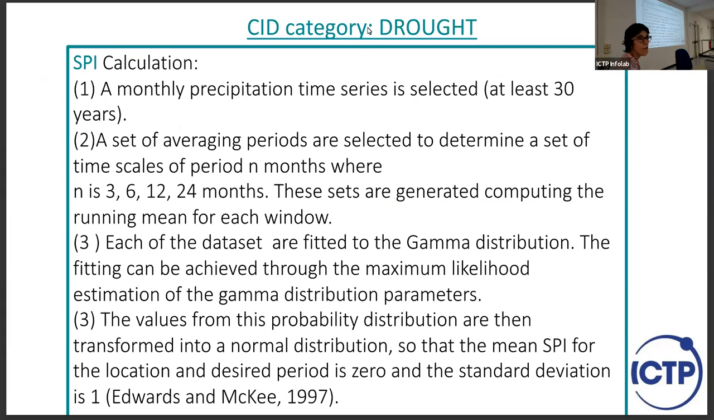Then we have to define a time window, which will be our time scale, typically from 3 months to 24 months. And then for each time scale that we defined, we have to compute a running mean. Once we computed this running mean for each data set, it is fitted to a gamma distribution, and then the values from this probability distribution are transformed into a normal distribution, so that the mean for the desired location and period is zero, and the standard deviation equal to one.